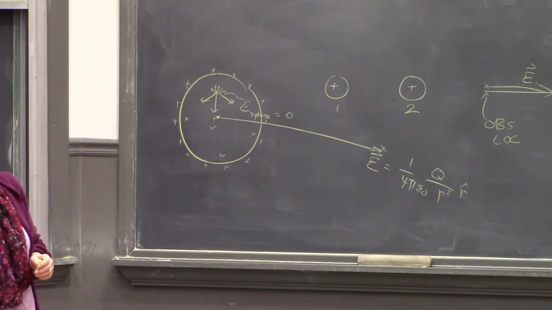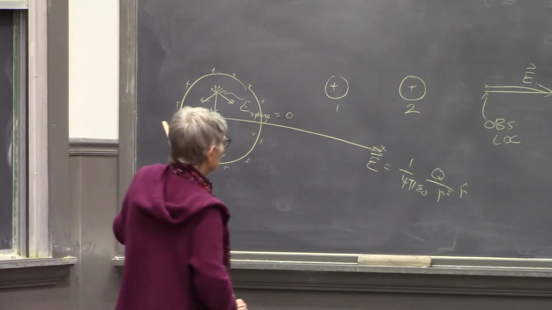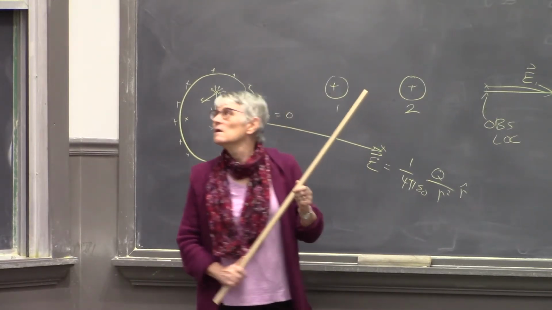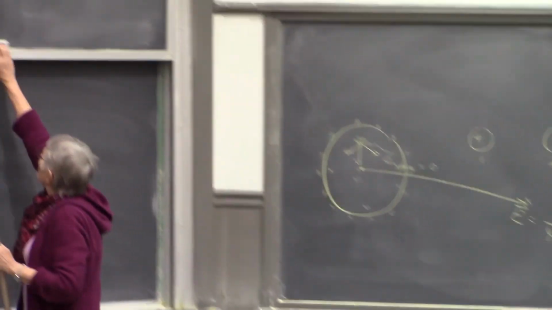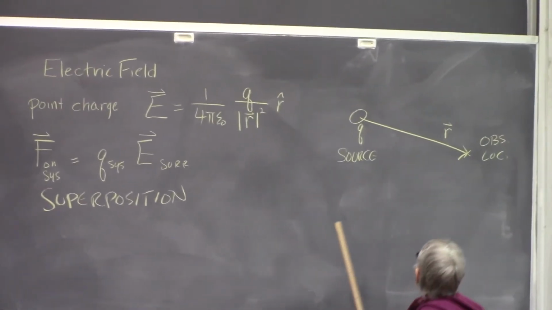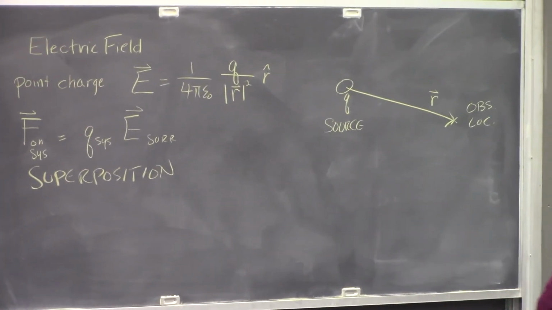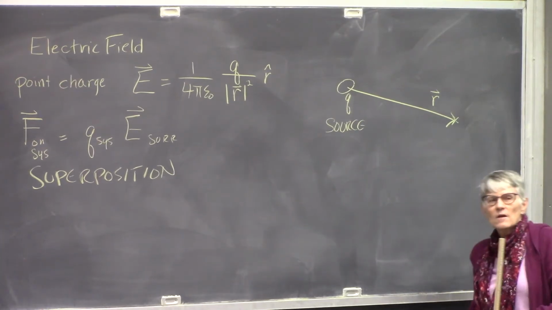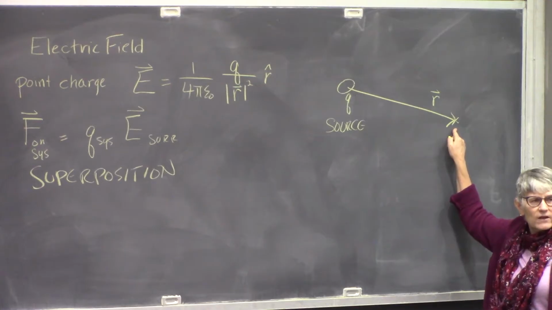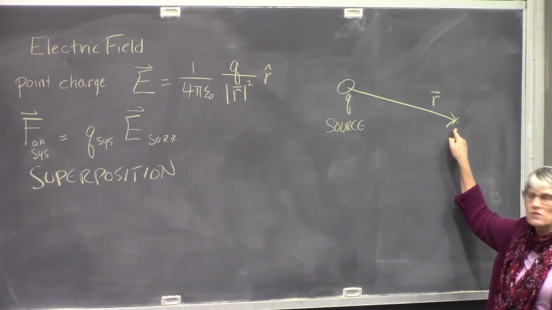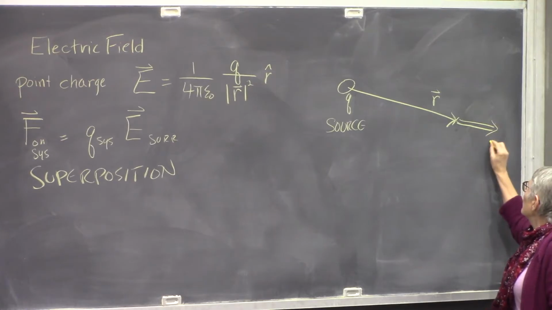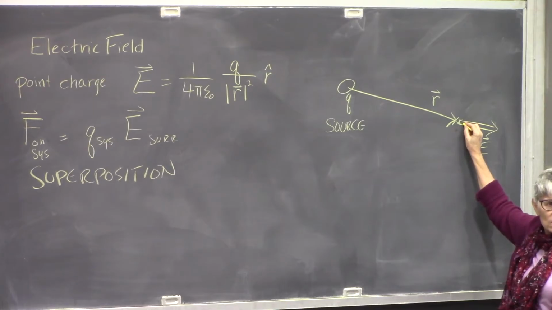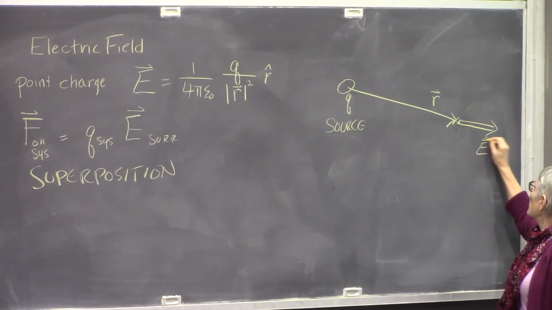Okay, so this is an important distinction. The distinction is between R and E. We're talking about two different vectors here. So in our example here, the vector R points from the source to the observation location, but the vector E, which is the electric field at that location due to the source charge, we draw with its tail at the observation location. So we're keeping track of two different things here.